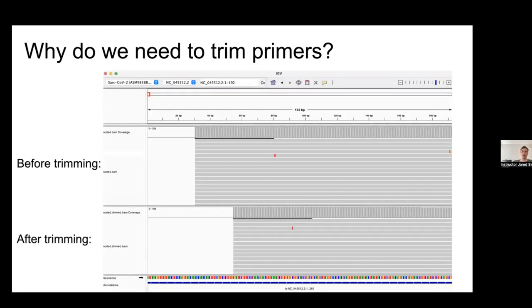So here's what it looks like. We're going to be looking at IGV later on in the lab. Each one of these gray bars is a read aligned to the coronavirus reference genome. This is the BAM file before primer trimming, and this is the BAM file after primer trimming. It's just identified all of the bases that are from Arctic V3 primers, and then clipped them off the read to give this alignment that starts 20 bases over. And again, we'll see examples of this a little bit later on in the lab.